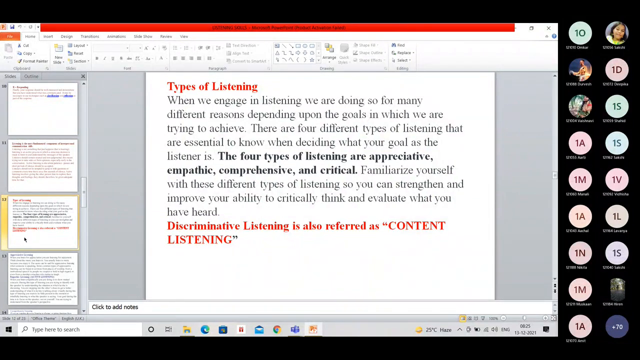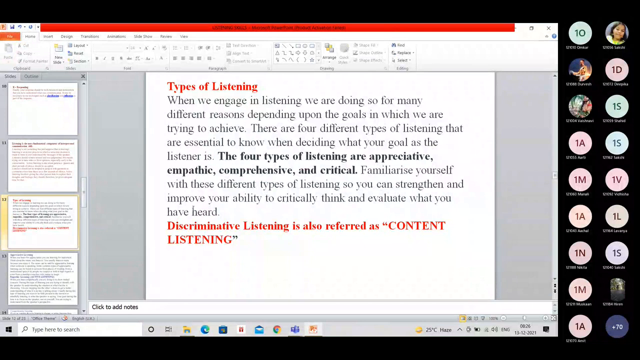Now, what is the difference between these? Discriminative listening is also referred to as content listening. This is additional information which you should know. What is discriminative? Where you pay attention to those points which are important for you or what you think is going to help you. Other points you may just skip or not pay attention to. So that is the meaning of discriminative listening: paying attention to what you feel is important and skipping others.